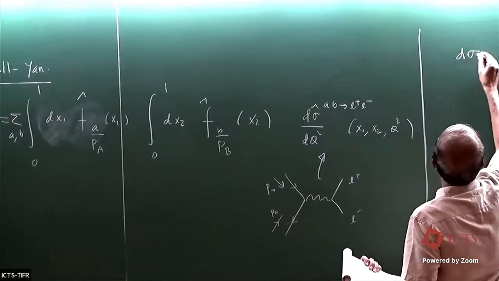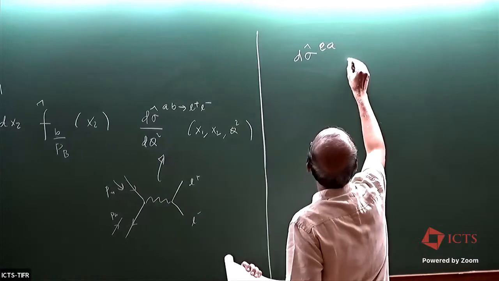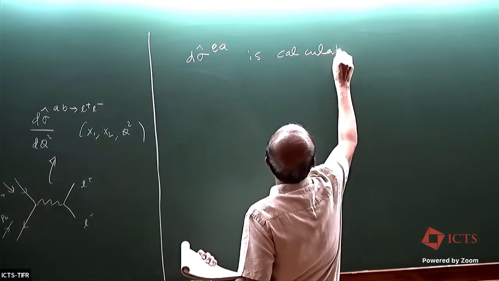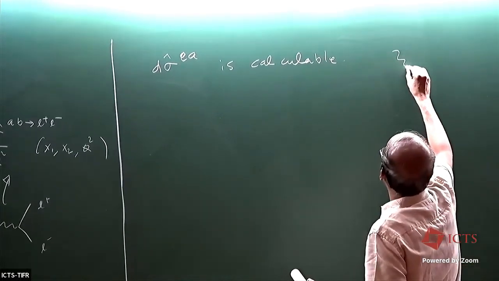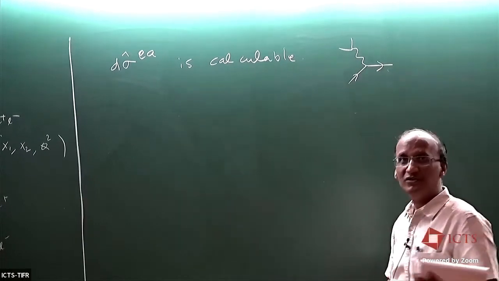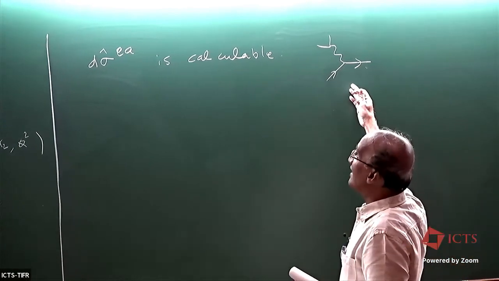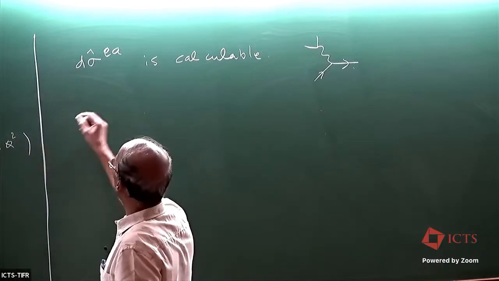So it's obvious that Ea is calculable because it is coming from a process of this kind. Okay, square of this process, calculating the phase space. Okay, it's calculable. Okay, what about here, this cross section?